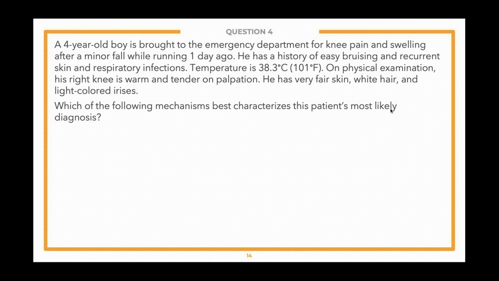A 4-year-old boy is brought to the emergency department for knee pain and swelling after a minor fall while running one day ago. He has a history of easy bruising and recurrent skin and respiratory infections. Temperature is 38.3 or 101 Fahrenheit. On physical examination, his right knee is warm and tender on palpation. He has very fair skin, white hair, and light-colored irises. Which of the following mechanisms best characterizes this patient's most likely diagnosis?